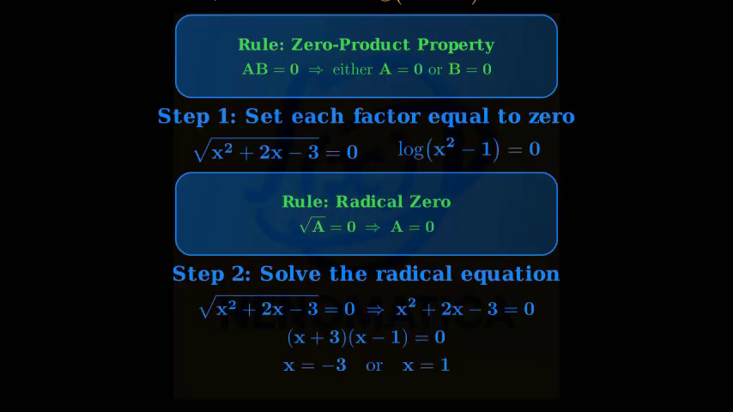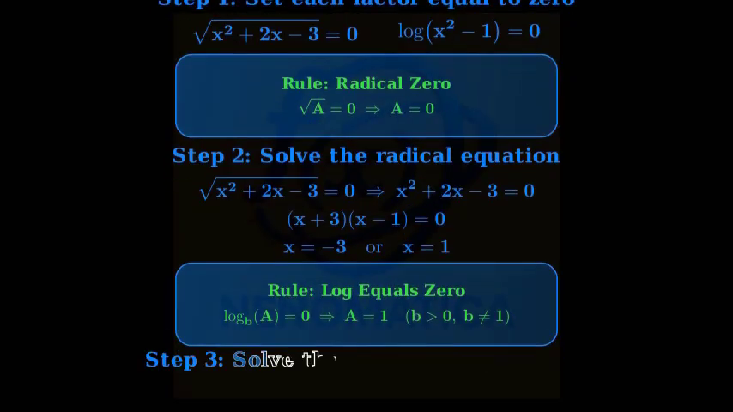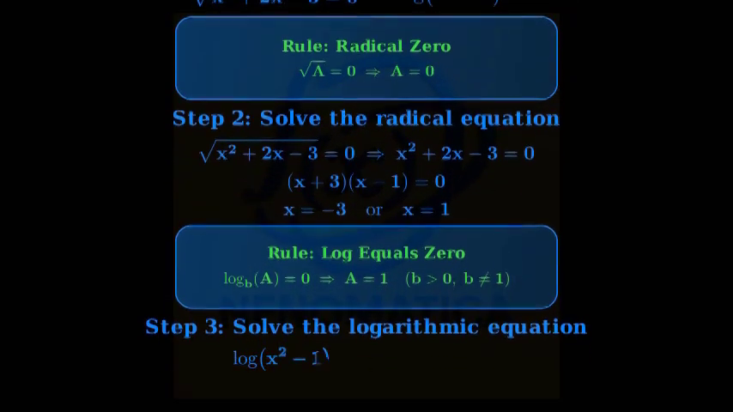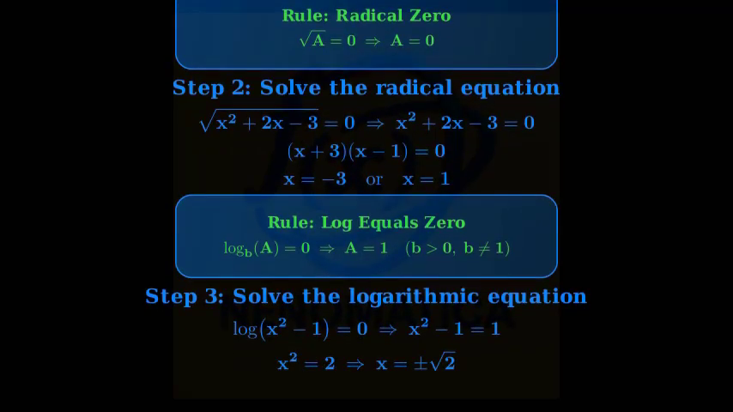Solve the logarithmic branch. Use the fact that a logarithm equals 0 when its argument equals 1. Show the logarithm rule box. Add the step title. Convert the log equation to an algebraic 1. Solve for x squared, then take square roots.